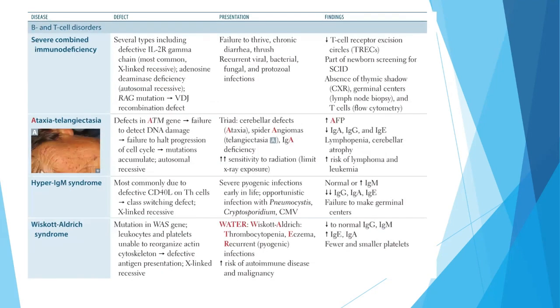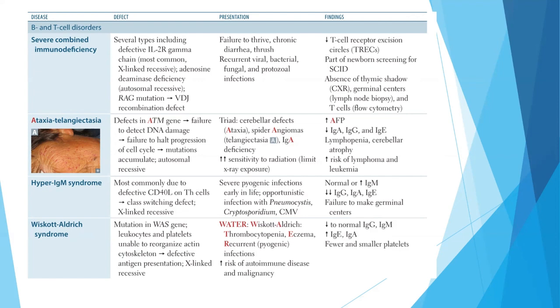Talking about a combined B and T cell disorder, which is called severe combined immunodeficiency, there are several types, including defective interleukin-2 receptor gamma chain, which is X-linked recessive, and defect in adenosine deaminase, and it generally occurs in children. There is failure to thrive, chronic diarrhea, thrush, and recurrent viral, bacterial, and fungal infections. There are decreased T cell receptor excision circles. There is absent thymic shadow, and the germinal centers and T cells are also absent.